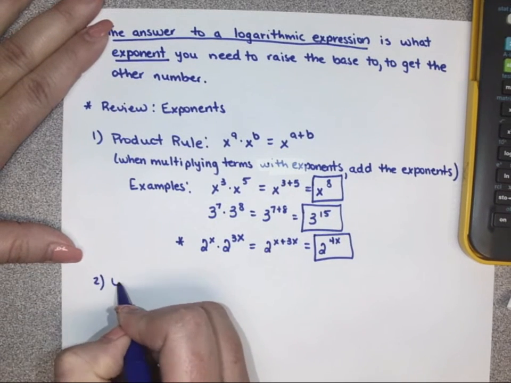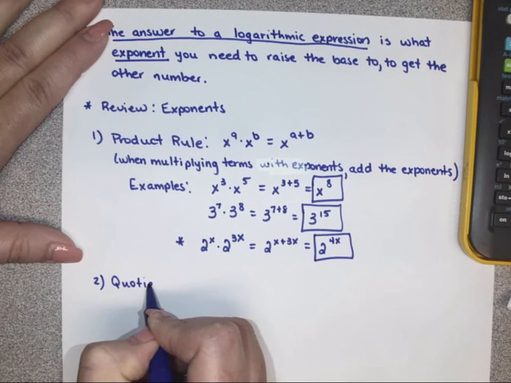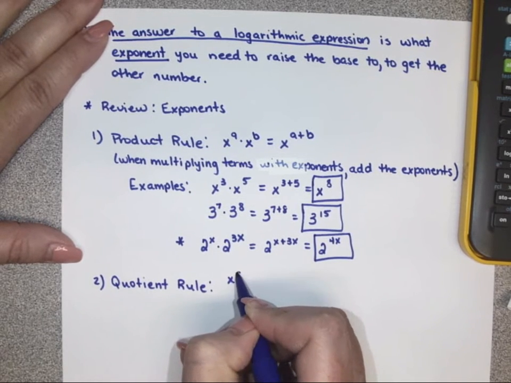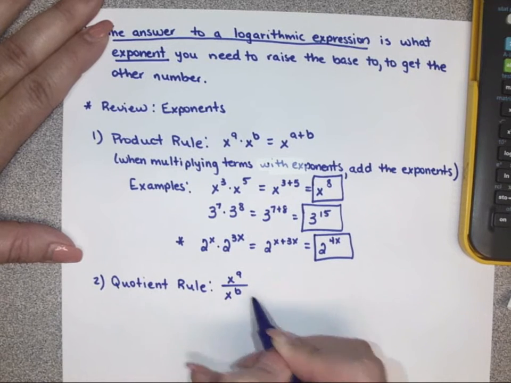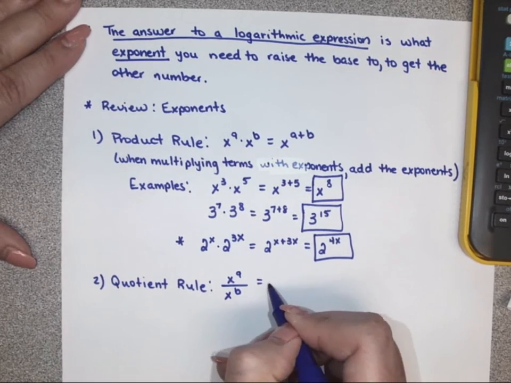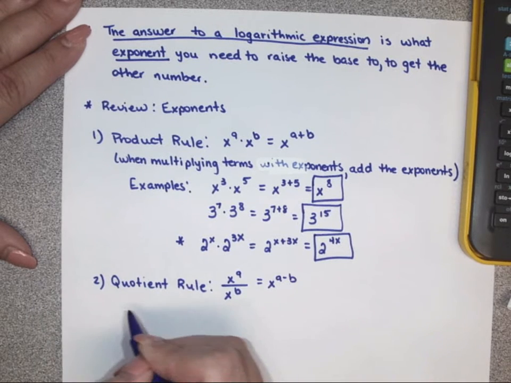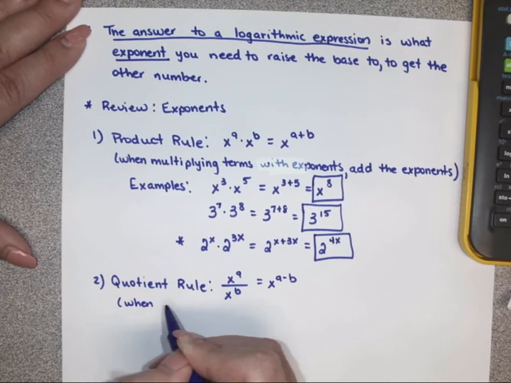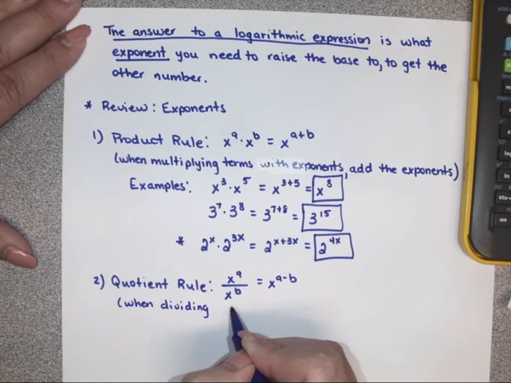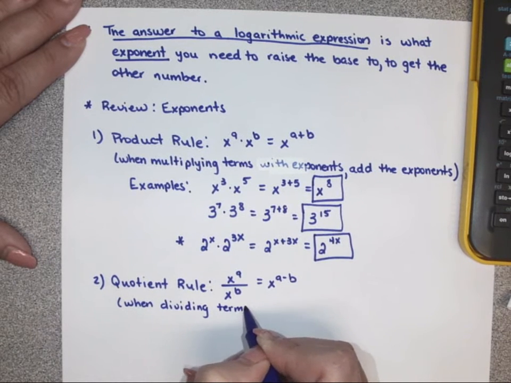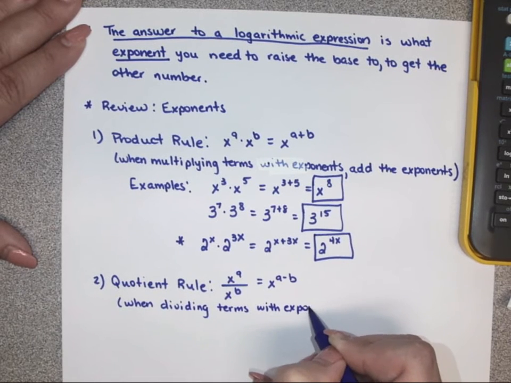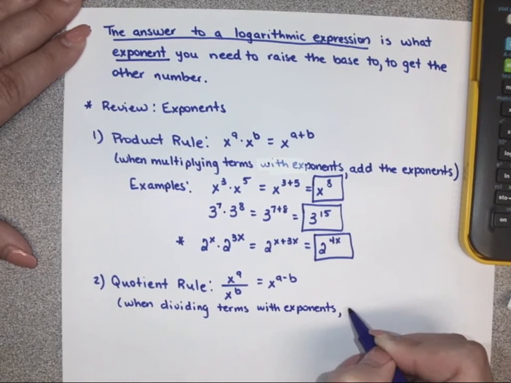All right, so let's look a little further at the quotient rule. I know we already briefly talked about that too, back in the exponential section. So remember this, what did we do with the exponents again? Subtract them. So the explanation of this is when dividing terms with exponents, again, make sure the bases are the same. But when dividing terms with exponents, you subtract the exponents.